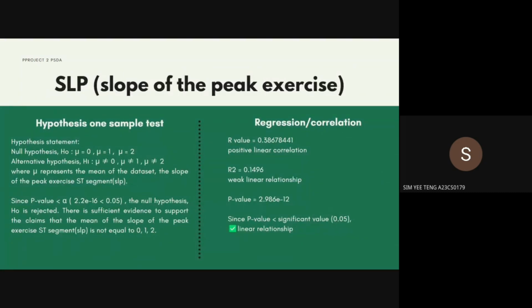For slope, we have 3 types, which are represented by 0, 1, and 2. However, 0, 1, and 2 are not supported, and the alternative hypothesis is accepted. So we don't have sufficient evidence to support the claim that the mean of the slope of the peak exercise ST segment is equal to type 0, 1, or 2. For regression and correlation, there is only a weak linear relationship between SLP and heart disease.